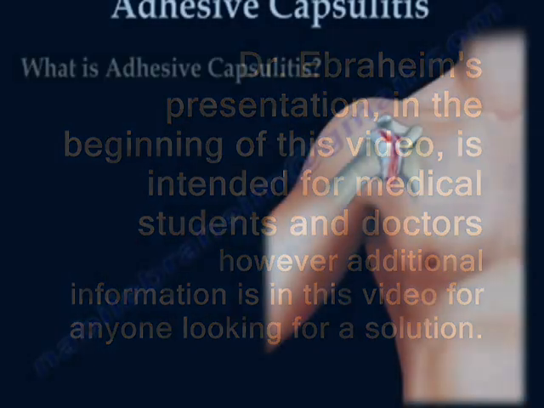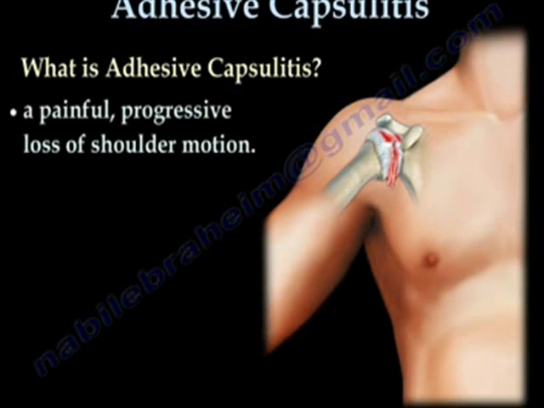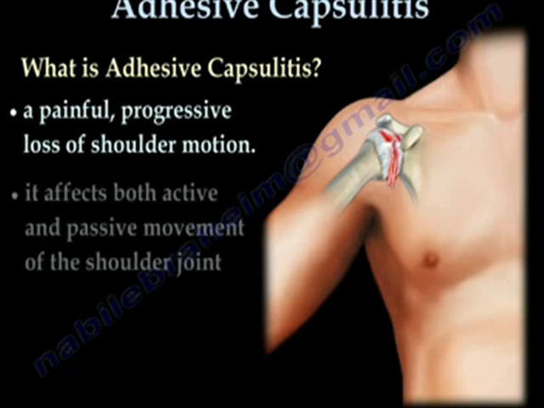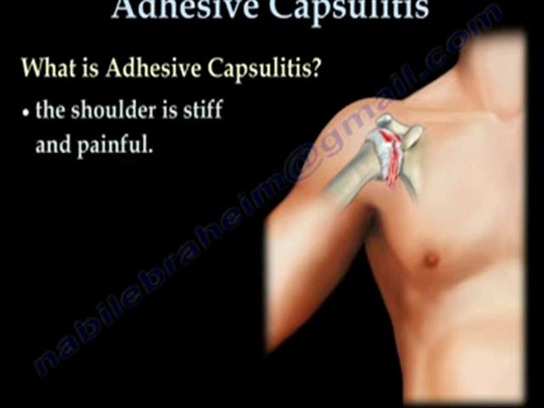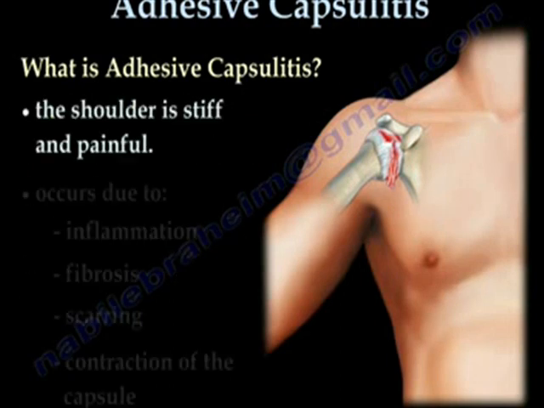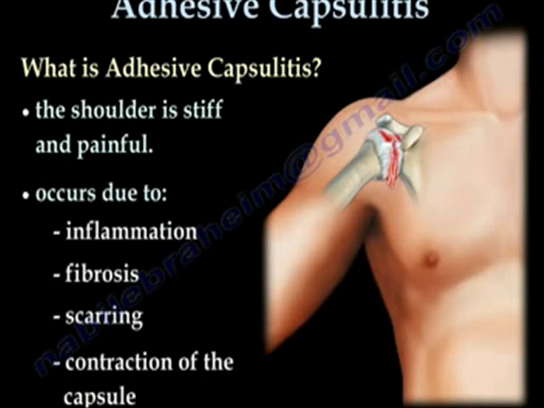Frozen shoulder. Adhesive capsulitis is a painful progressive loss of shoulder motion. It affects both active and passive movement of the shoulder joint. The shoulder is stiff and painful. It occurs due to inflammation, fibrosis, scarring, and contracture of the capsule of the shoulder joint.